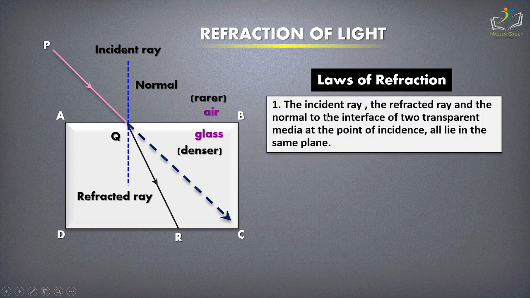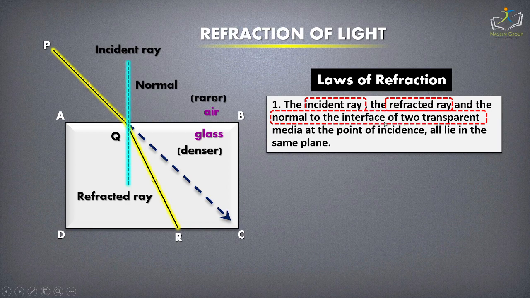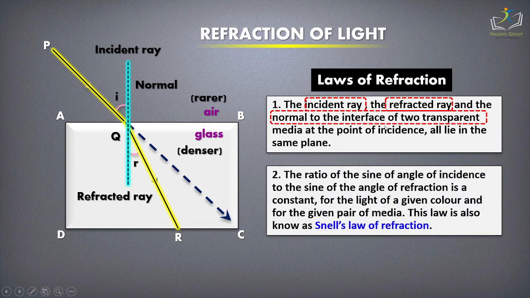Here, the laws of refraction. The incident ray, the refracted ray and the normal to the interface of the two transparent media at the point of incidence all lie in the same plane. Incident ray PQ, refracted ray QR, and the normal: they are in the same plane.